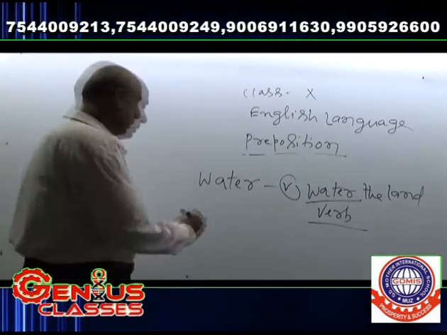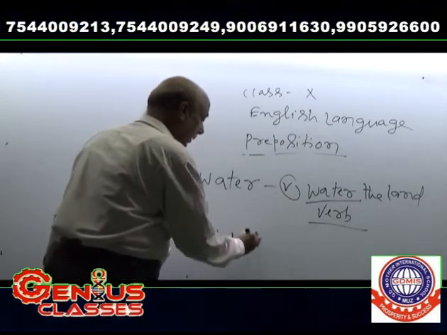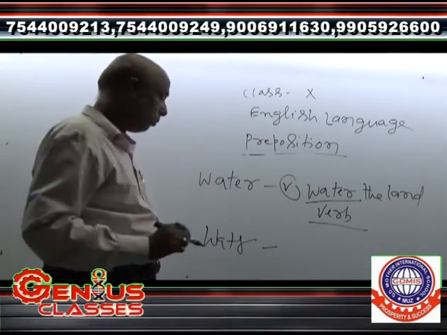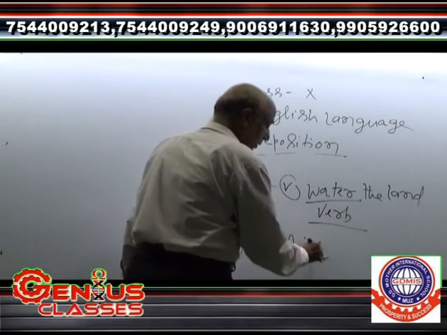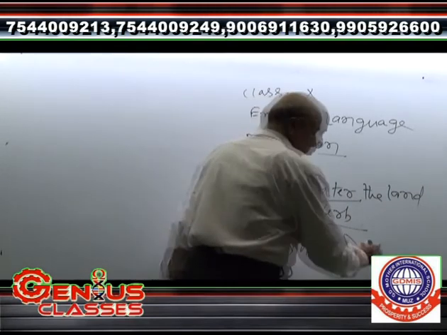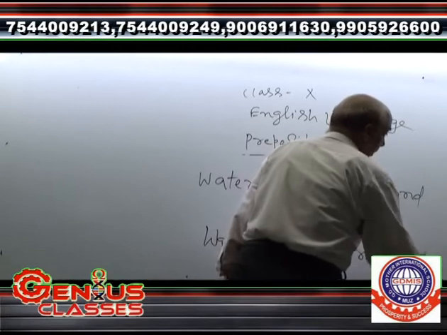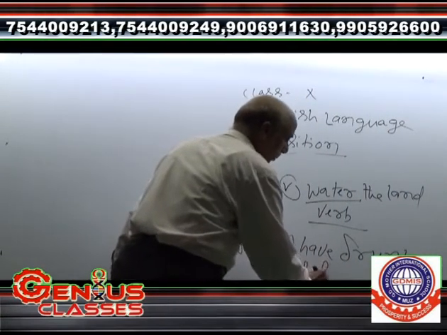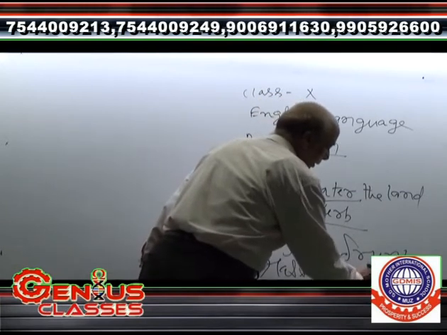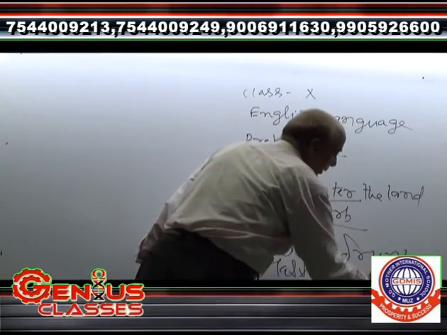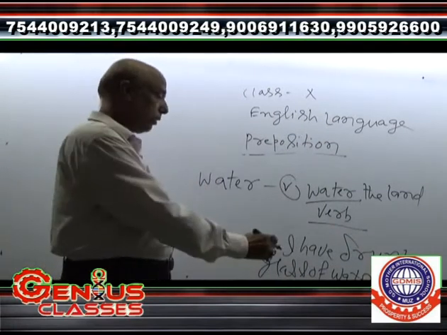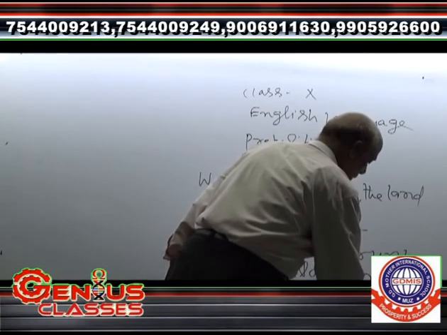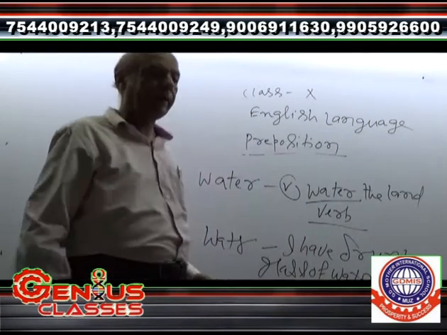Again, we are writing the word water, and it is being used in form of noun. I have drunk a glass of water. W-A-T-E-R. It means here water has been used as noun. N-O-U-N, noun.